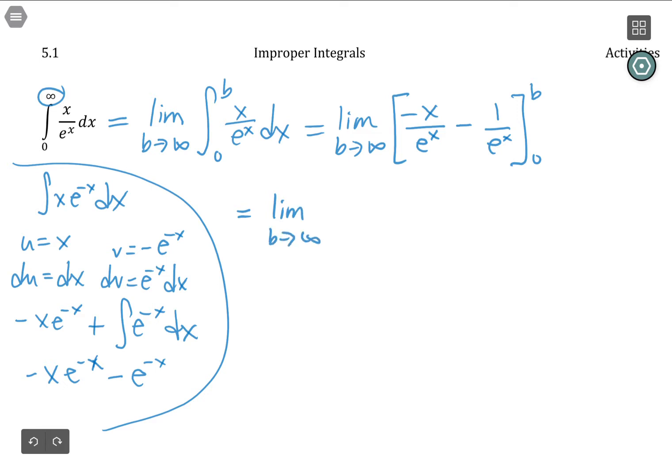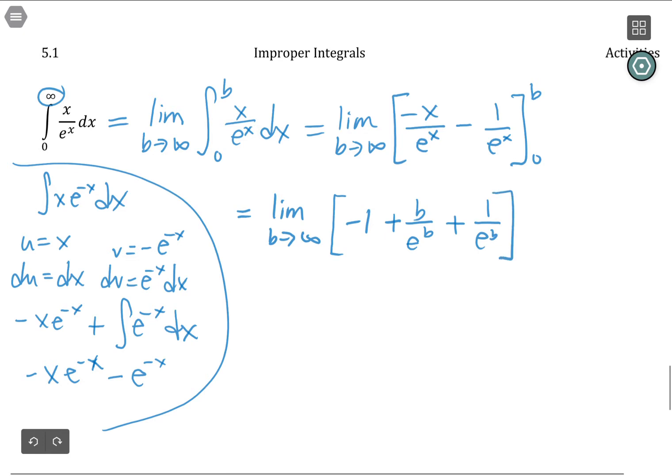0 over e to the 0 is just 0, so that's gone. Minus 1 over e to the 0, so we have a negative 1. And then we're going to have minus negative b over e to the b. And then minus another negative 1 over e to the b.